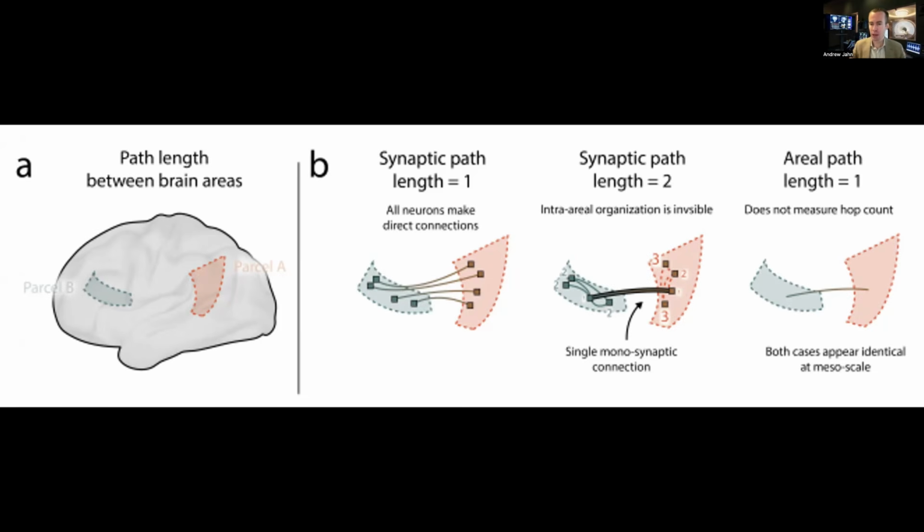However, at the mesoscale, it's impossible to resolve this. We have no idea what kind of pattern there is within each of these that's leading to one of these parcellations having some kind of effect on the other parcellation. So over here on the far right, we have both cases appear identical at the mesoscale.